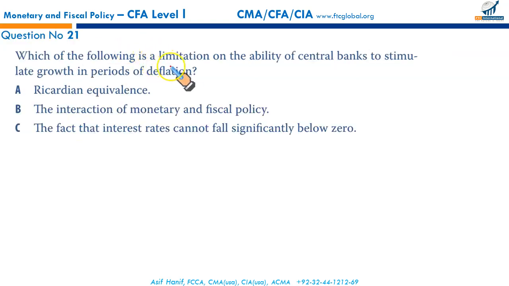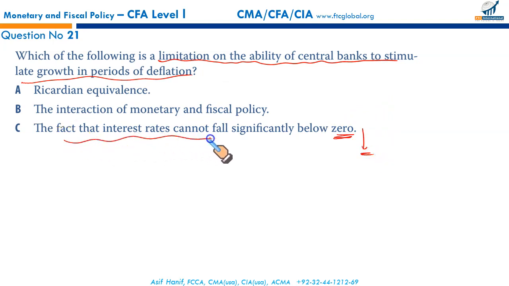Which of the following is a limitation on the ability of a central bank to stimulate growth in periods of deflation? Well, this could be very serious. Deflation basically is a very serious challenge against monetary policy, because once the central bank has cut the nominal interest rate to zero or slightly below zero, it cannot be further reduced. So the fact that the interest rate cannot fall significantly below zero makes C the correct option. This is the limitation of monetary policy.